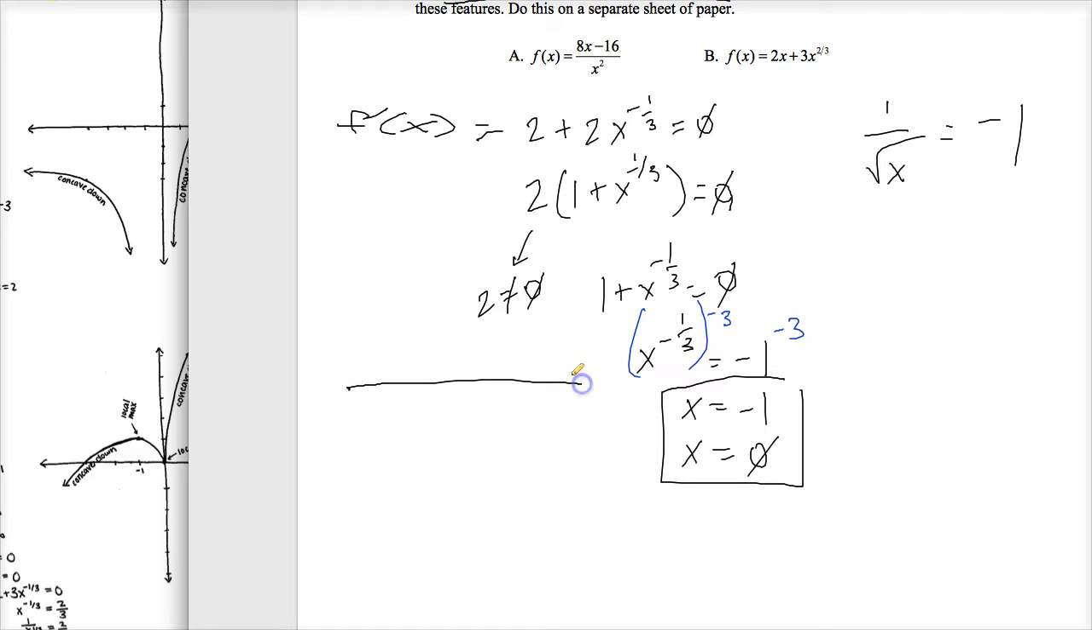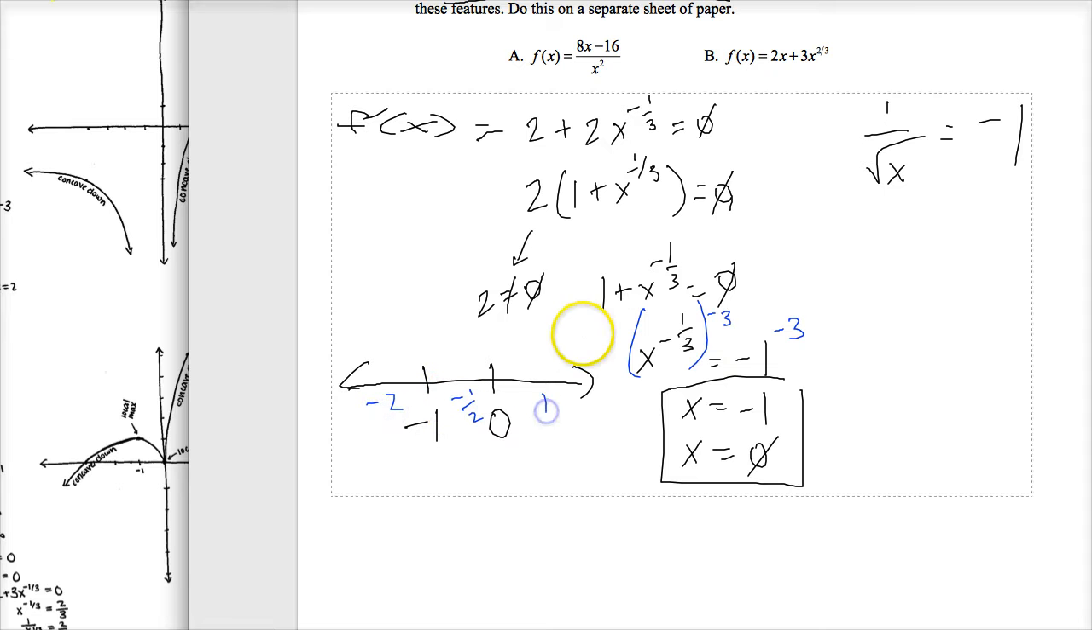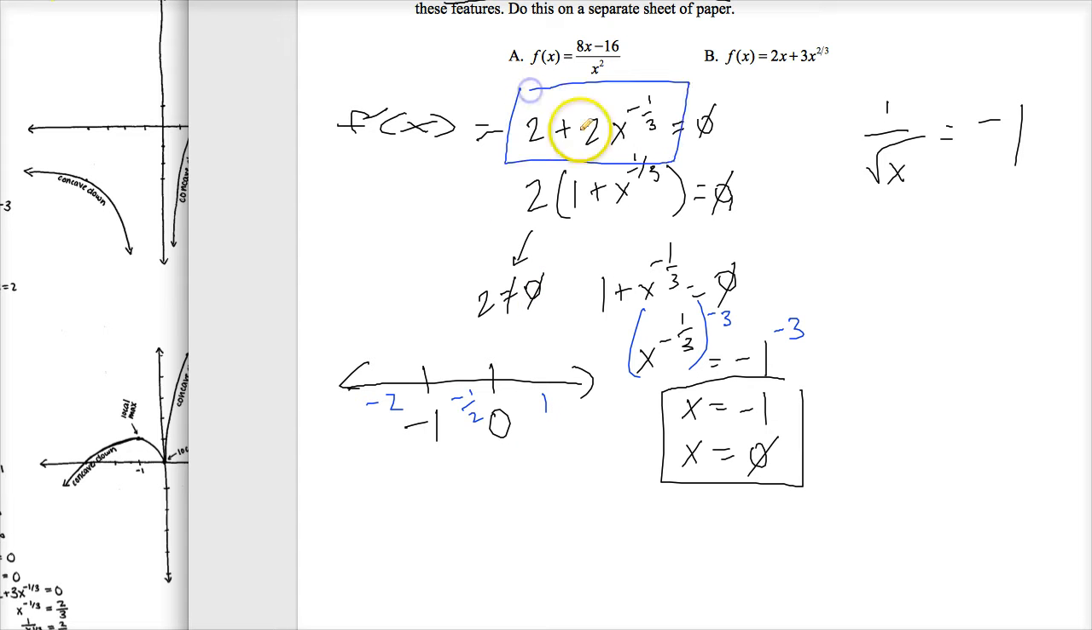I didn't see this in your answer key, but what I'm going to do is make a number line. I know that these are my two critical numbers. What I'm going to do is test numbers in between, and by testing these numbers, it'll tell me if the derivative in that zone is positive, like it's increasing, or if it's decreasing. Remember, this is my first derivative right here. So I'm going to plug negative 2 into here and see if I get a positive or negative number.